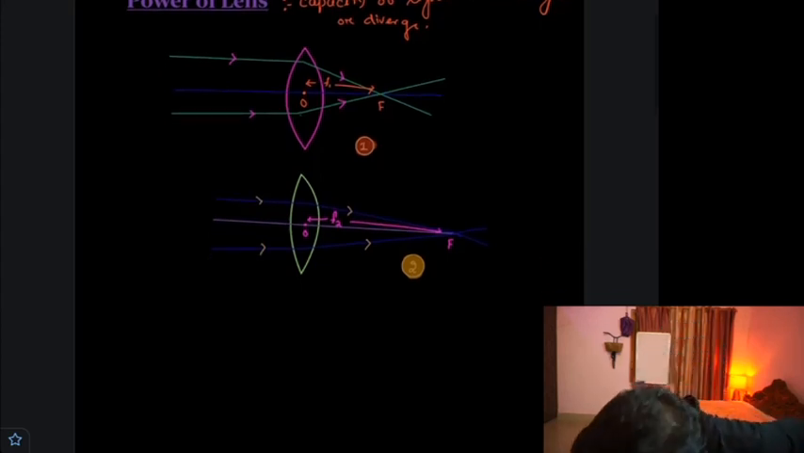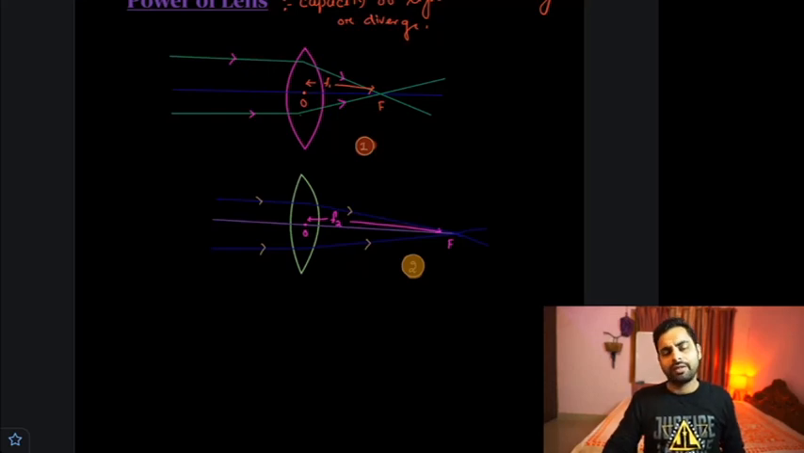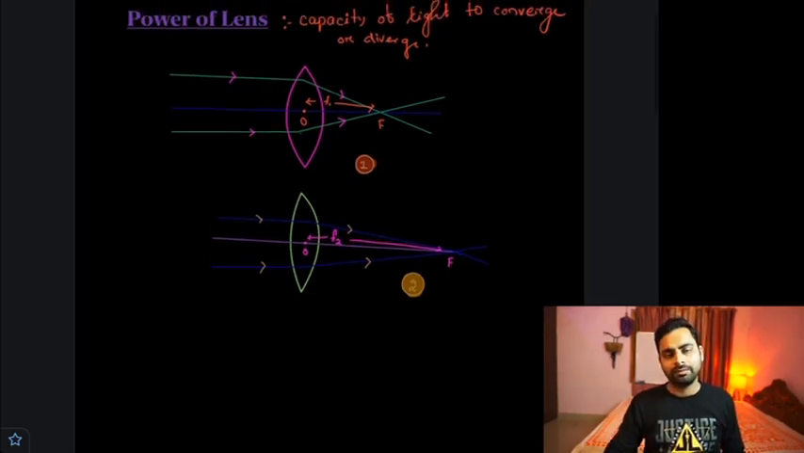What is power of lens? So power, this term we have studied in previous classes, in class 11th, class 9th, in class 10th also. It is related with work, right? So how much work is done in unit time is called power. एक सेकेंड में कितना काम करते हैं हम, उसको बोलते हैं हम पावर.